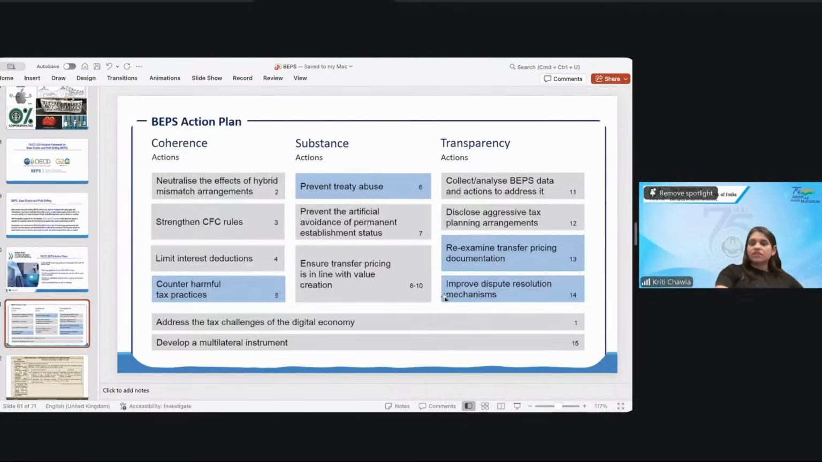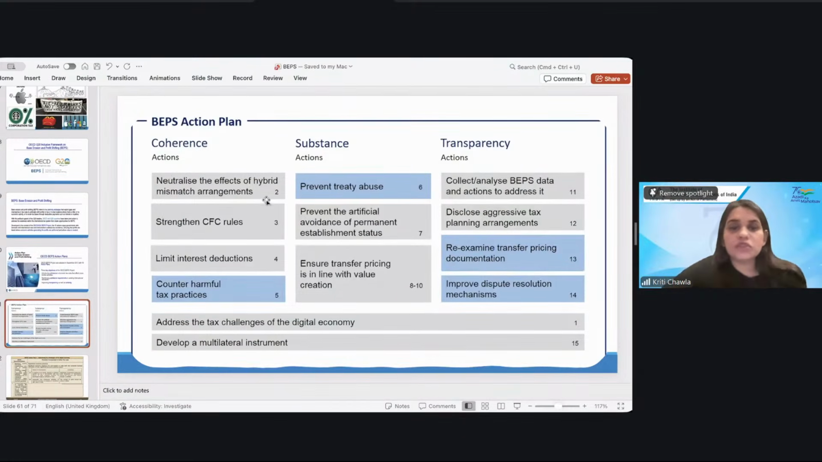So if you see, the first action plan is addressing the tax challenges of the digital economy. The digital economy is expanding, and the international tax rules are no longer satisfying the traditional economy, and the digital economy is actually expanding. So this is the one which will address the tax challenges of the digital economy.